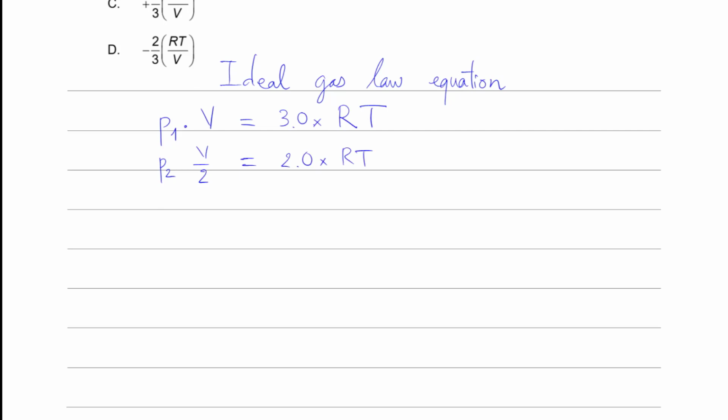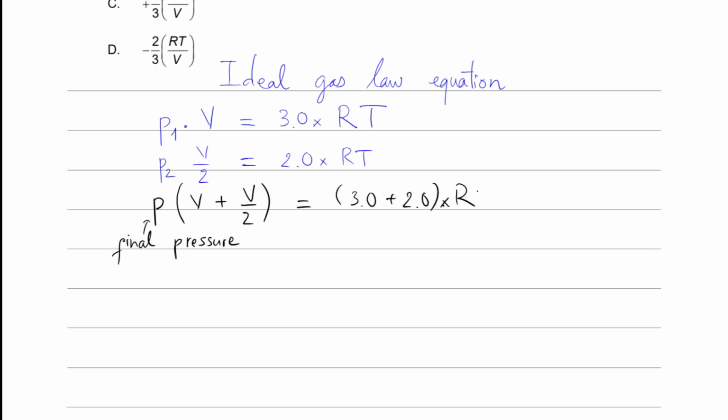The gas in the two containers, after mixing with each other, has the same pressure, and the total volume of the two containers is V plus V over 2. The total number of moles, of course, is 3 plus 2. And the gas constant R doesn't change, and the final temperature, as stated in the problem, is constant during the process, no change. So the question is to find this final pressure P.